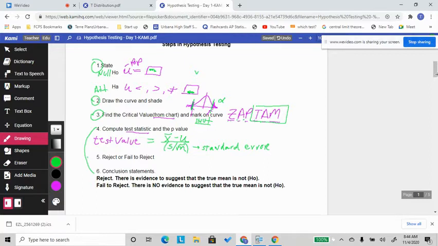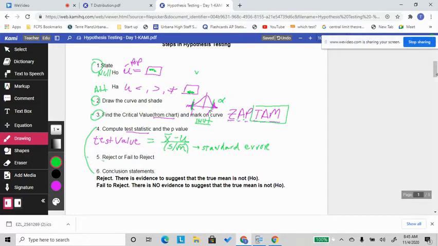So x minus mu, and then divided by the standard error. So we're going to take our sample mean minus the population mean. We're basically calculating kind of a z-score, but we call it a t now, because we're using a t-chart to look up these critical values, and we're using a sample standard deviation. That is why we use a t instead of a z.